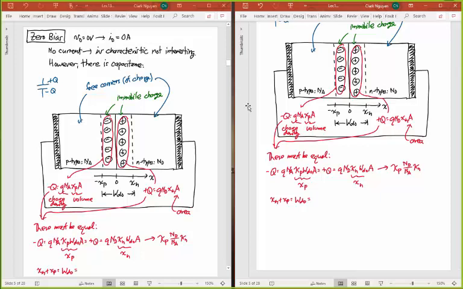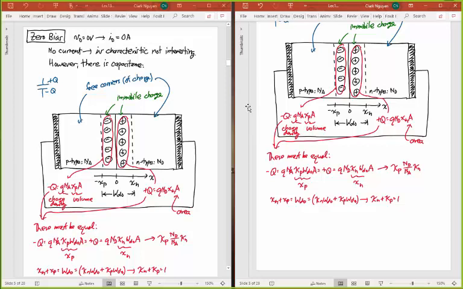With these kappas, I can now write this as kappa n times WD naught plus kappa p times WD naught. From that I can basically say that kappa n plus kappa p has to be equal to 1 in this case.